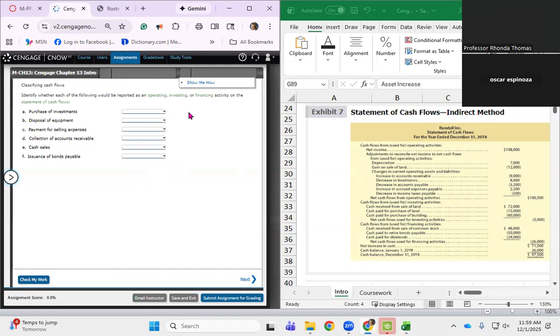But I wish they would have put another column here, and I'm going to pretend that they do. So I'm going to go ahead and erase this on this side because I want you to get the feel for identifying what is happening and where it gets reported on the cash flow statement. That's the hard part.